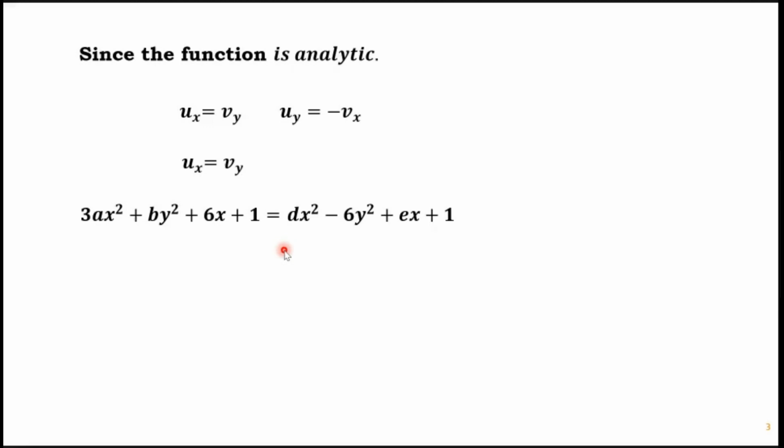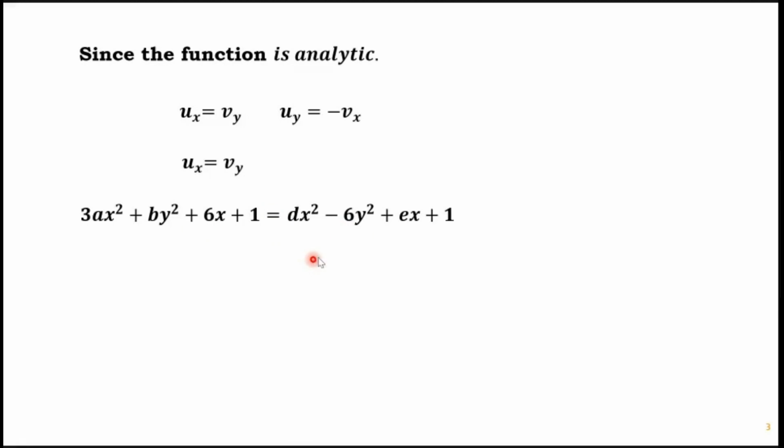Similarly, vy we had got in the previous slide, dx square minus 6y square plus ex plus 1. So we have written ux का function, vy का function. Now our aim is to get the values. तो हमें क्या करना है? Compare the coefficients of the like terms. मतलब x square का coefficient दोनों साइड में compare करना है. Similarly y square, similarly x और फिर constant.